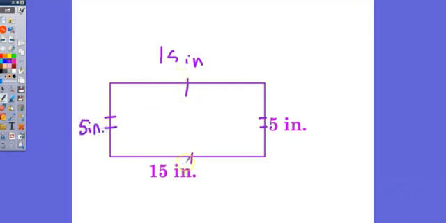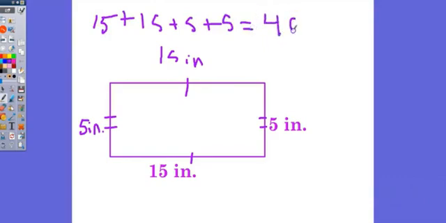Remember, the top and bottom are parallel and the heights are parallel. To find the perimeter, I'm going to add 15 plus 15 plus 5 plus 5, and that would get me a total perimeter of 40 inches.